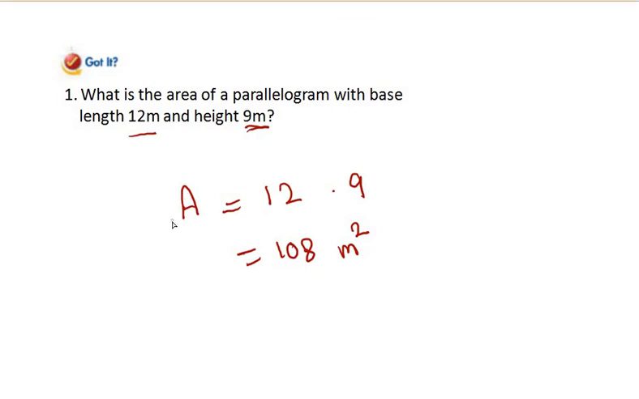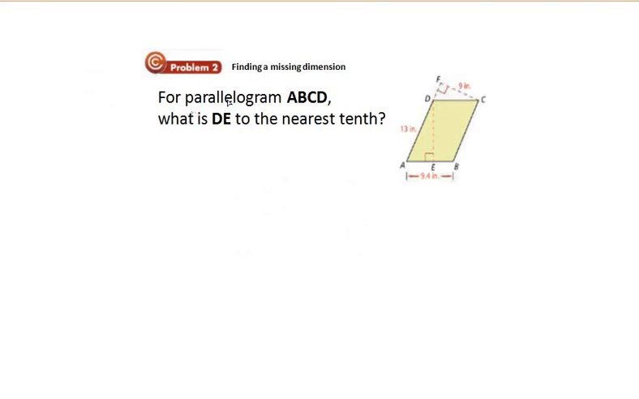Actually, this was so easy. Let's go to some harder questions. For parallelogram ABCD, what is DE to the nearest tenth? We need the height DE. Now notice that the height on side AD is given, which is 9 inches. So we can use side AD and the height 9 to find the area of this parallelogram. So let's start by finding the area, then we can find the missing dimension DE.